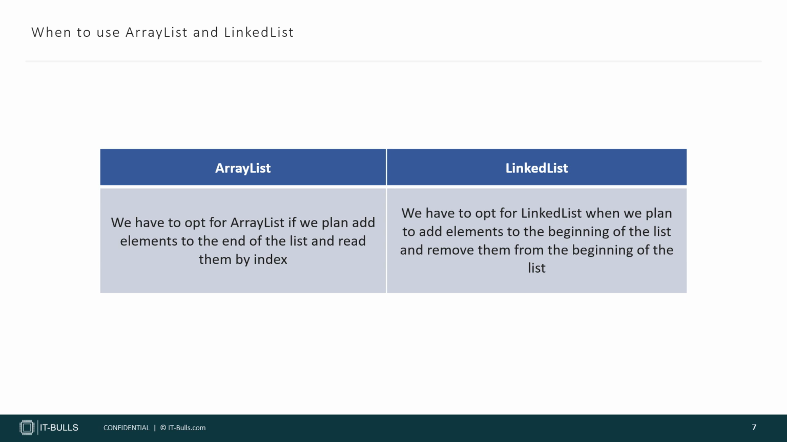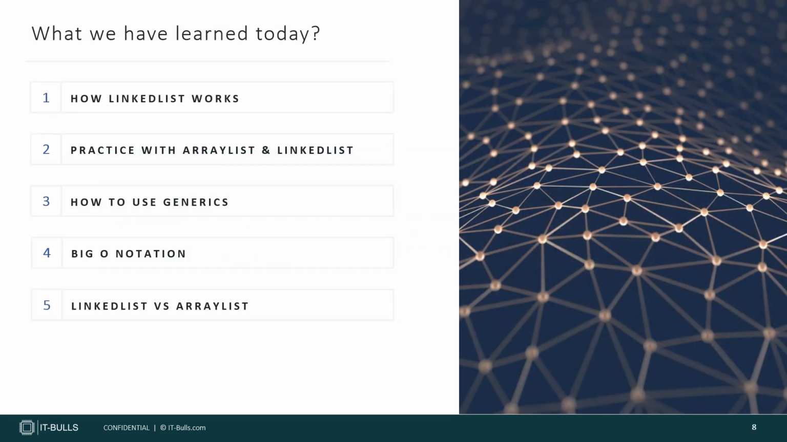Now let's recap what we have learned today. Today we learned how linked list works. Now we know what the node type is and how nodes are connected to each other in a linked list. We had practice with linked list and ArrayList. Now you even know how to use generics. We learned what big O notation is, and using this knowledge we compared linked list and ArrayList. Now you know in which case you have to opt for either ArrayList or linked list.